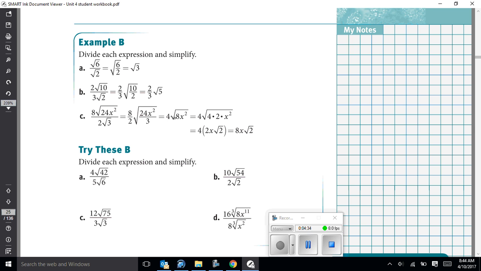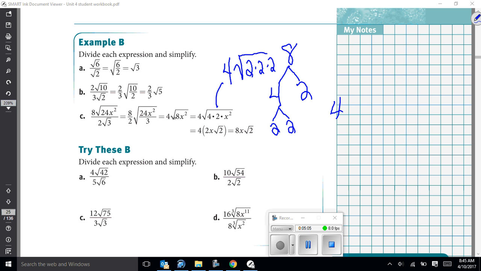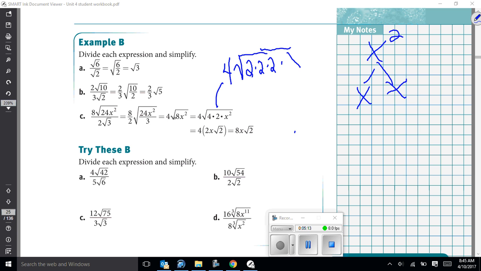So then we have 24x squared divided by 3. 24 divided by 3 is 8. And then we have x squared, so we bring that along. So now we're factor treeing 8 out. So that's 4 times 2. And so this step is the same as 2 times 2. And then x squared, factor tree, that's x times x.